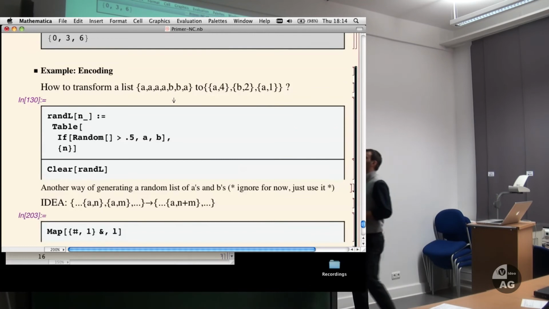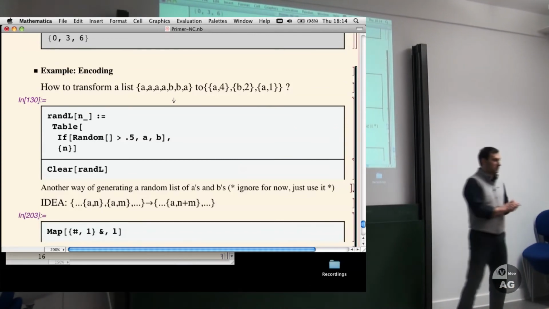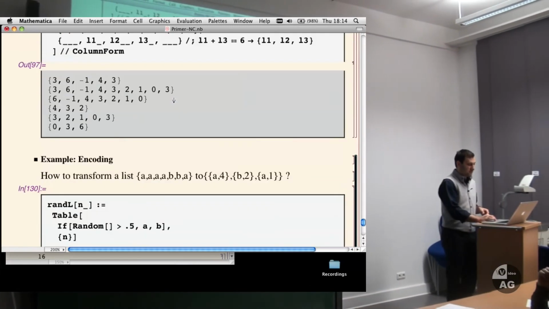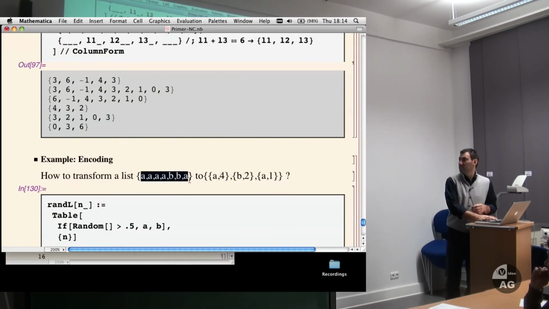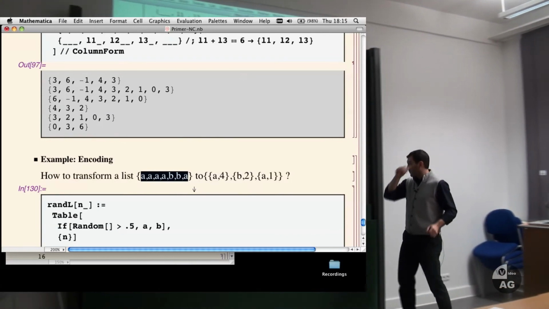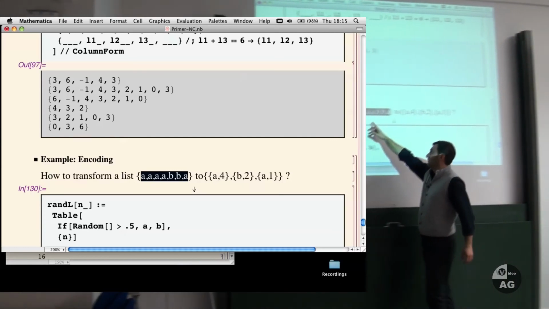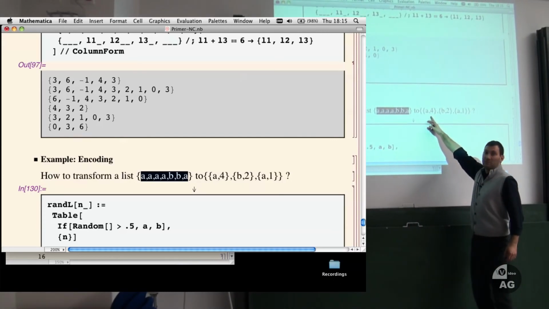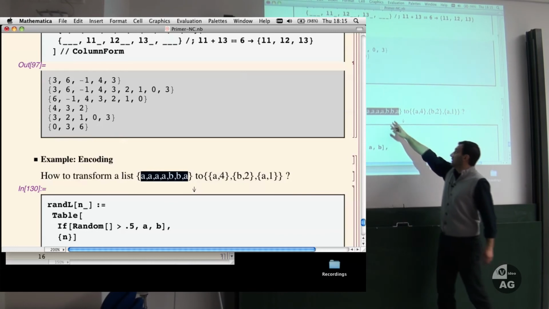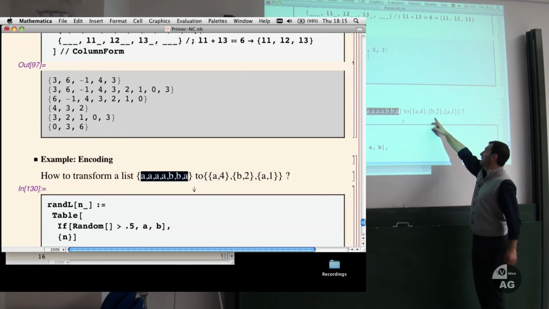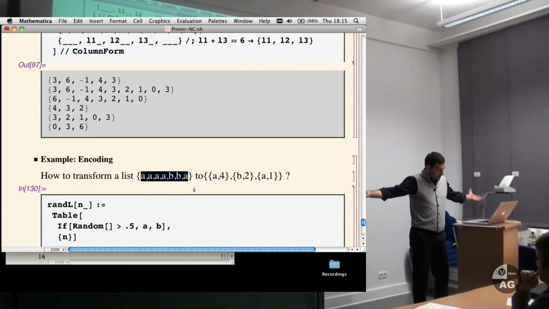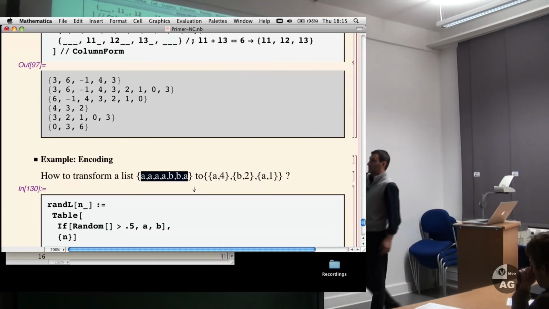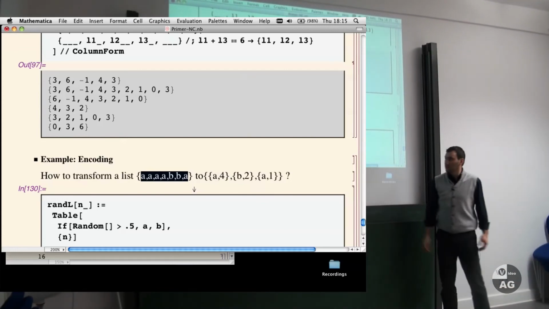Next example. I want to do some encoding. So we start from a list. Our list only has 2 entries, 2 characters, 2 symbols, A's and B's, and I want to compress it. So since I have a sequence of 4 A's, I want to encode that A, 4. Since I have 2 B's, I want to have B, 2, and so on. If we have very, very long sequences, you can imagine that this would compress the list.